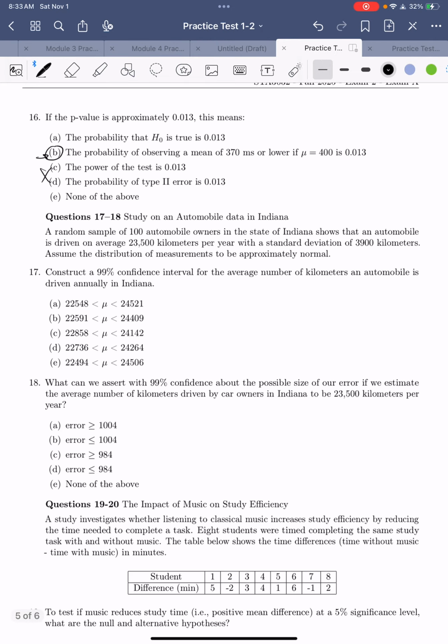Okay, so the next question is a study of automobile data in Indiana. A random sample of 100 automobile owners in the state of Indiana shows an automobile is driven an average of 23,500 kilometers per year with a standard deviation of 3,900 kilometers. And we assume the distribution of measurements to be approximately normal. They want us to construct a 99% confidence interval for the average number of kilometers an automobile is driven annually in Indiana. And so we can look through our formula sheet.